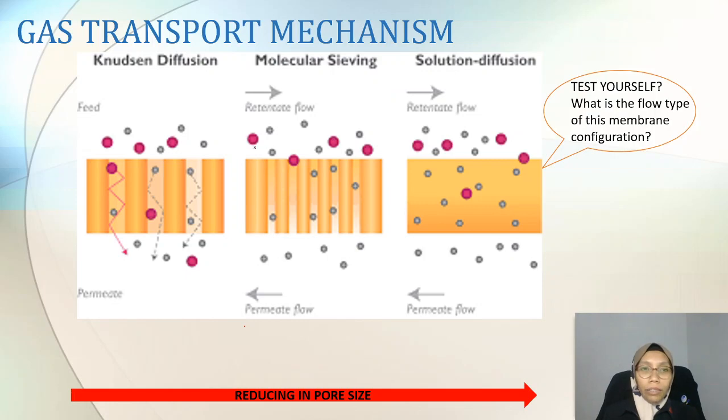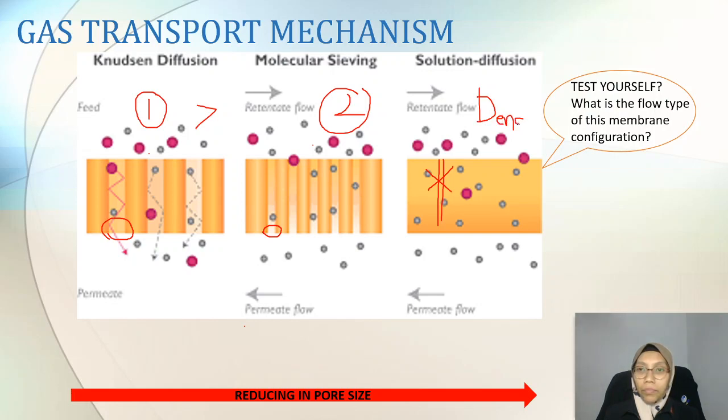Okay, this one, the first one, if you can see, this is your pore. This is your pore, and this is also the pore. But the difference between these two membranes is that the pore on the first membrane is bigger than the pore on the second membrane. Meanwhile, in here there is non-pore existing, which is a dense membrane. So that's why the arrow here means the reduction in pore size: the first is bigger than the second one, and the second one is bigger than the dense one, of course, because there's no pore here.